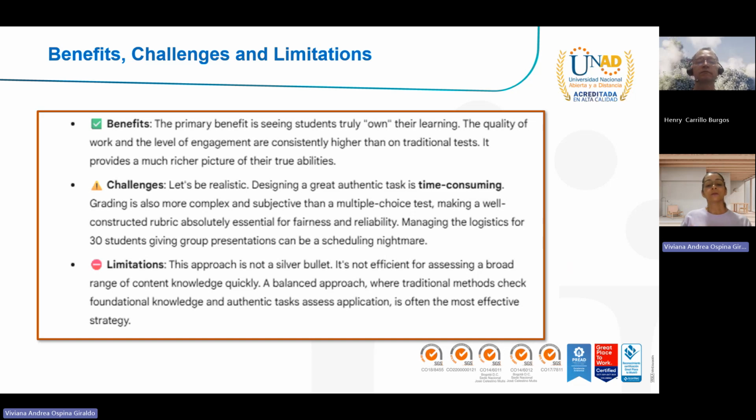There are some limitations, because sometimes not everything is perfect, right? Sometimes we just have to know many topics in a short period of time. So it's difficult to do everything as authentic assessment, but we can try and include authentic assessment little by little into our practice, so that when we apply it more and more often, we will see how effective a strategy it is.